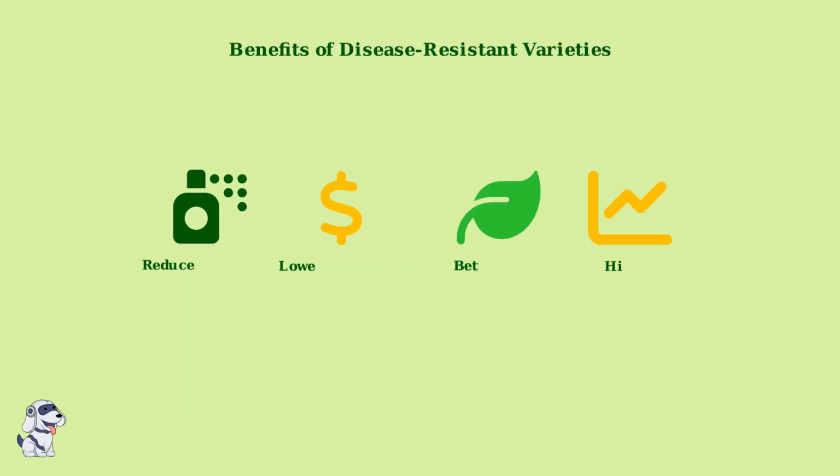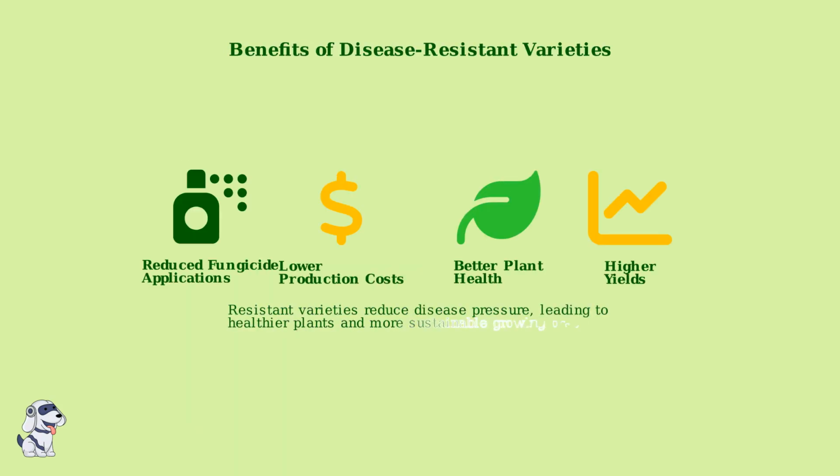Using disease-resistant varieties provides multiple benefits. You'll need fewer fungicide applications, which reduces production costs and environmental impact. Plants stay healthier throughout the growing season, leading to higher yields and better quality produce. This creates a more sustainable and profitable growing operation.